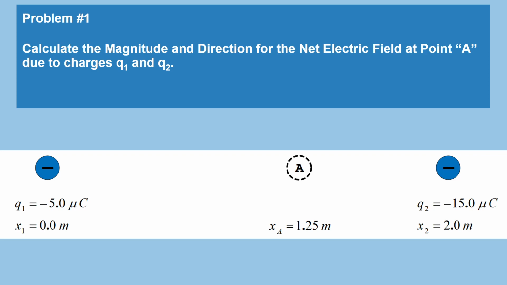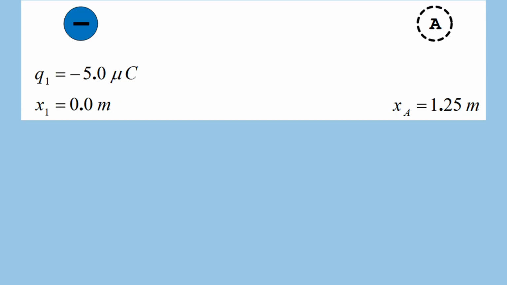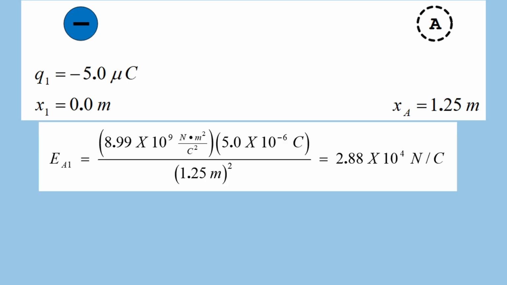Here is problem number 1. You have the following configuration for two charges and point A. The location of each is given in meters. Calculate the magnitude and direction for the net electric field at point A due to charges Q1 and Q2. So, following the steps I gave you, you would do the following. Step 1. Draw a diagram of the problem. Step 2. Calculate the magnitude of the electric field at point A due to charge Q1. Here is that calculation.